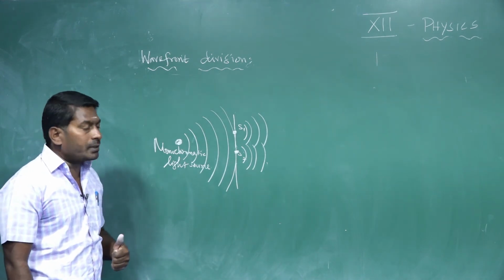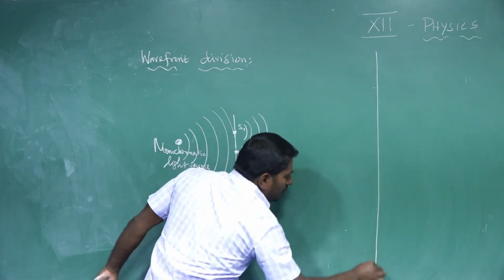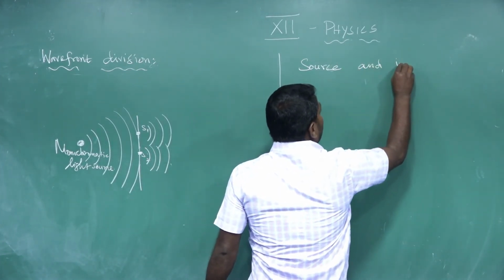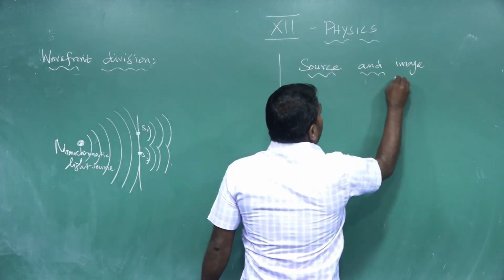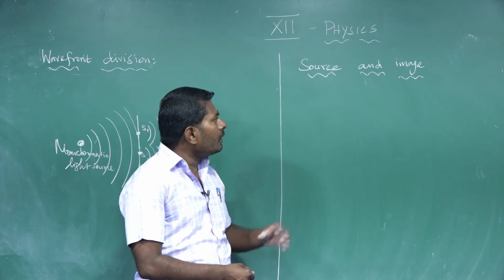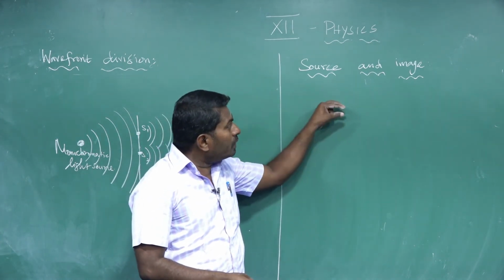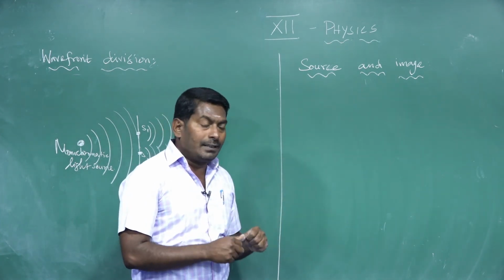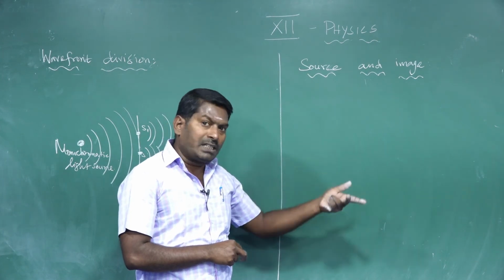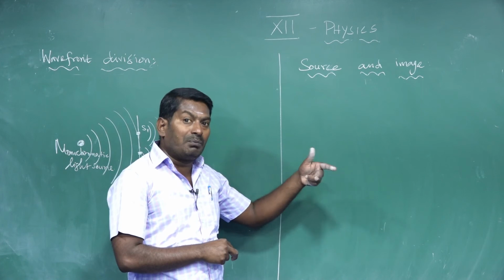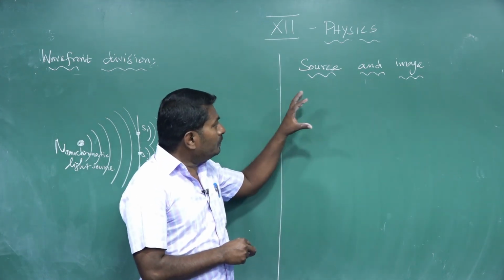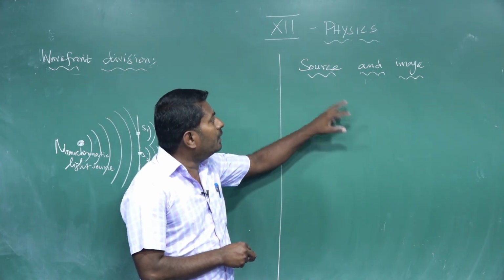Next, one more method to produce two coherent light sources: source and the image. So it is another technique to produce two coherent light sources. Here, the source produces an image, and the source and its image act as two coherent light sources. Why? Because the light waves coming from the source and the image waves are in phase with each other or have a constant phase difference, maybe the same wavelength or frequency, the same amplitude, and also the same waveform. Thus we achieve two coherent light sources in this manner, source and the image.